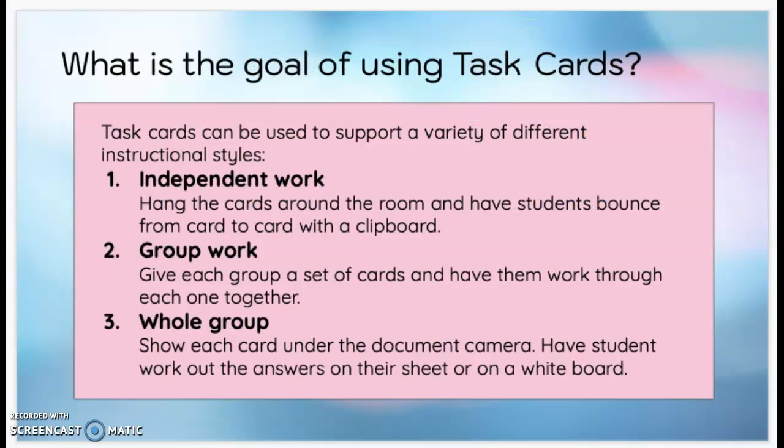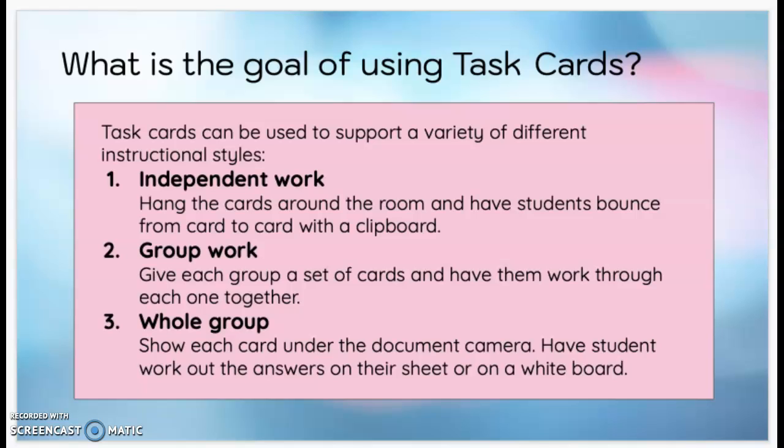So the goal of using task cards is really to be able to support a variety of different instructional styles. They can be used in so many different contexts. They can be used for independent work. I do this by hanging cards around the room and having students bounce from card to card, having their answer sheet on their clipboard. They can also be used for group work, so each group can be given a set of cards to work through together, maybe at their table, and it can be used for whole group instruction.